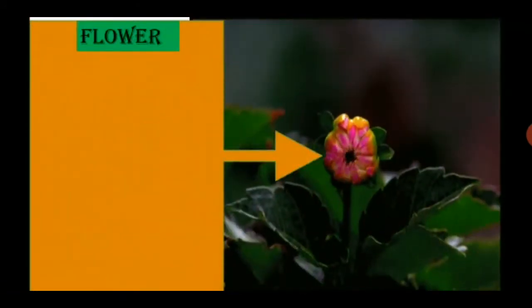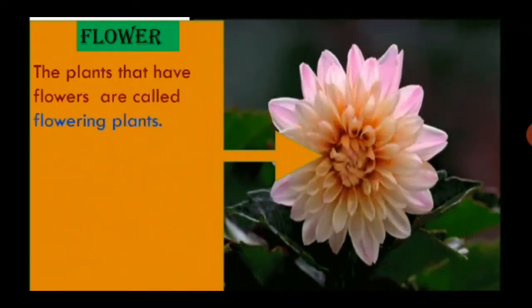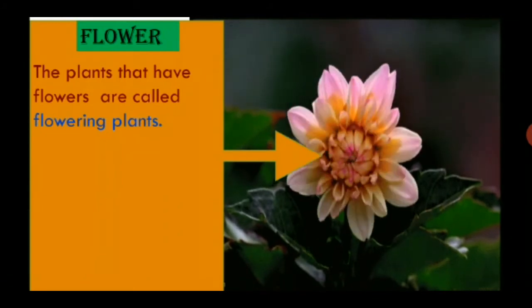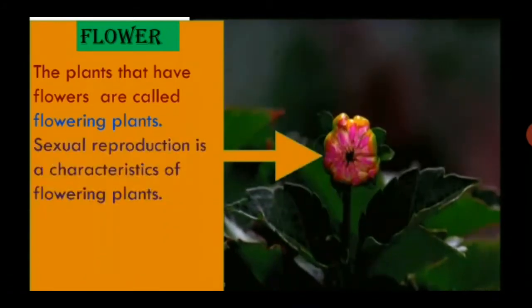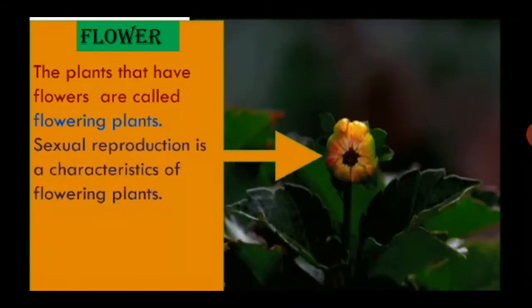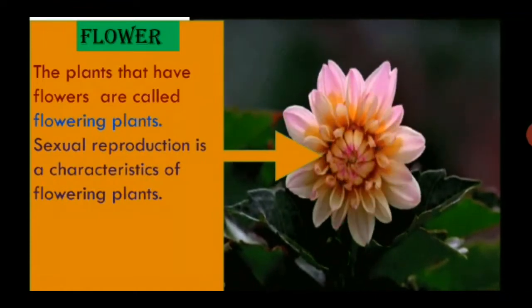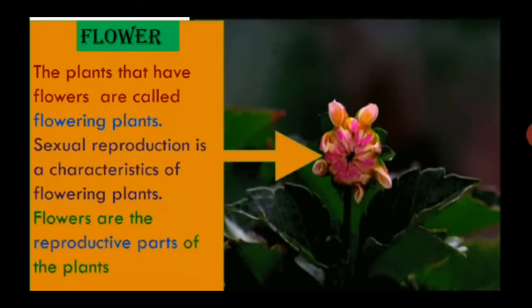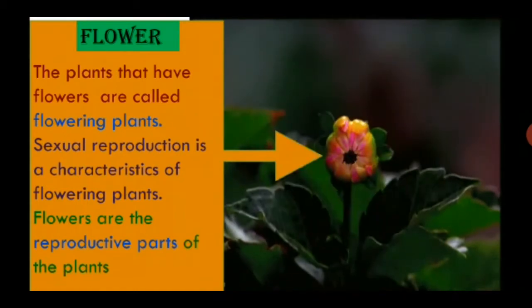So first of all we'll discuss about flower. The plants that have flowers are called flowering plants. Sexual reproduction is a characteristic of flowering plants. Flowers are the reproductive part of the plant.